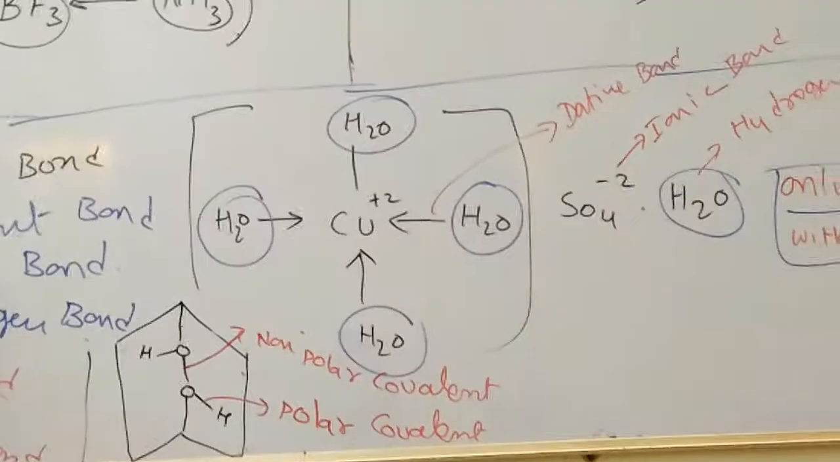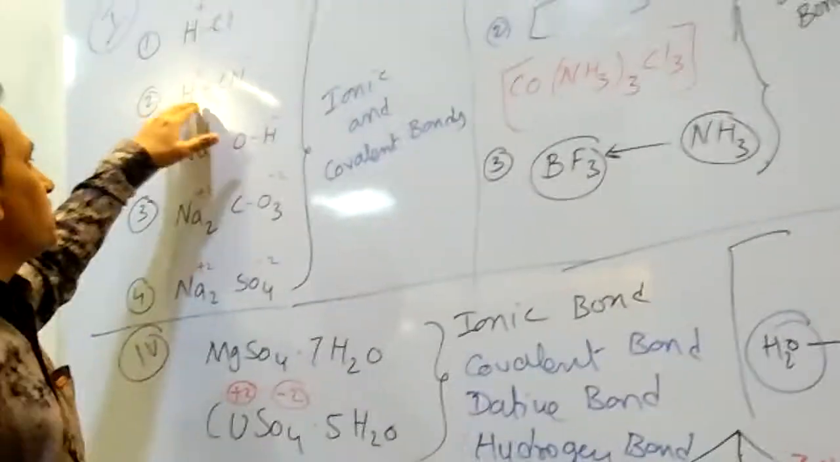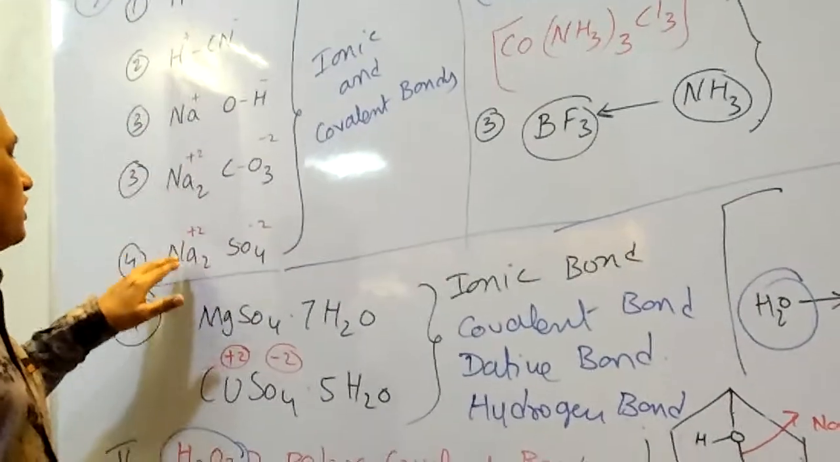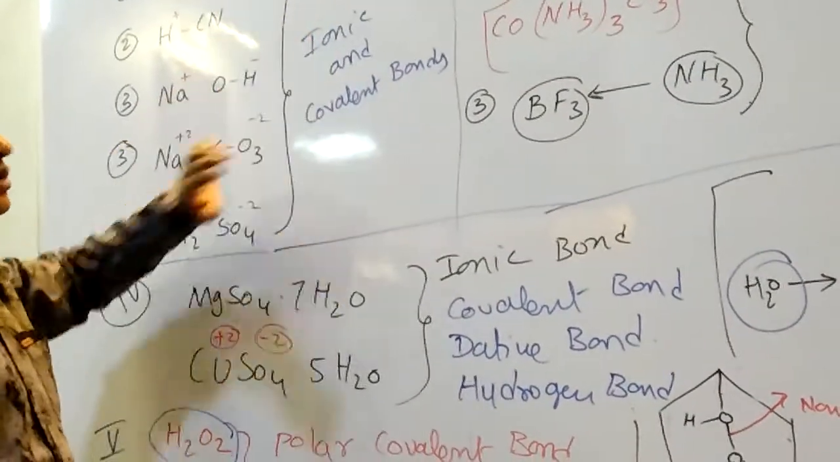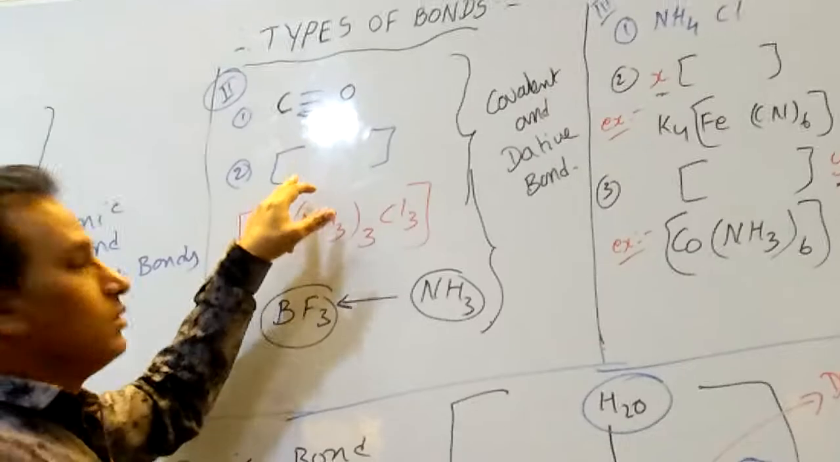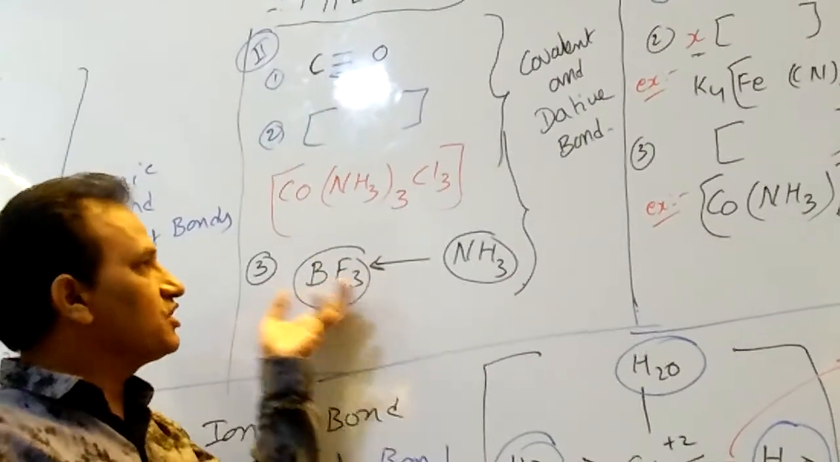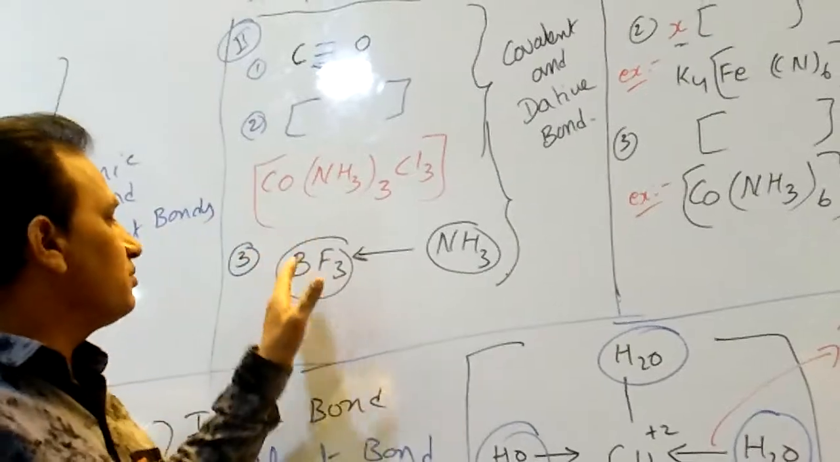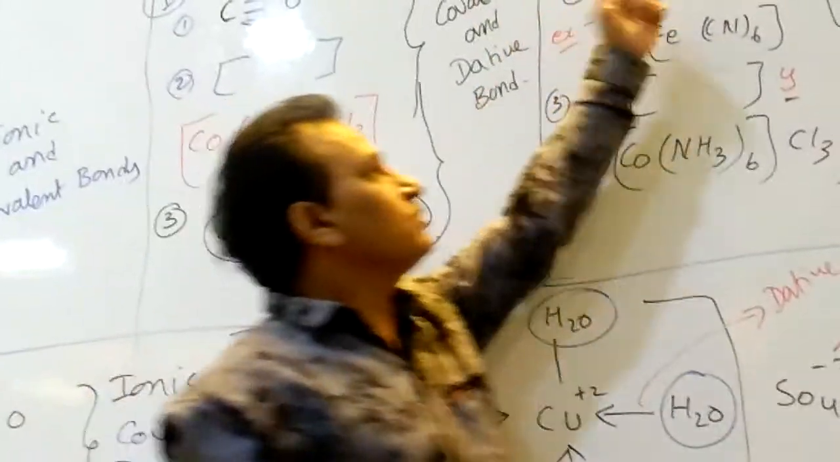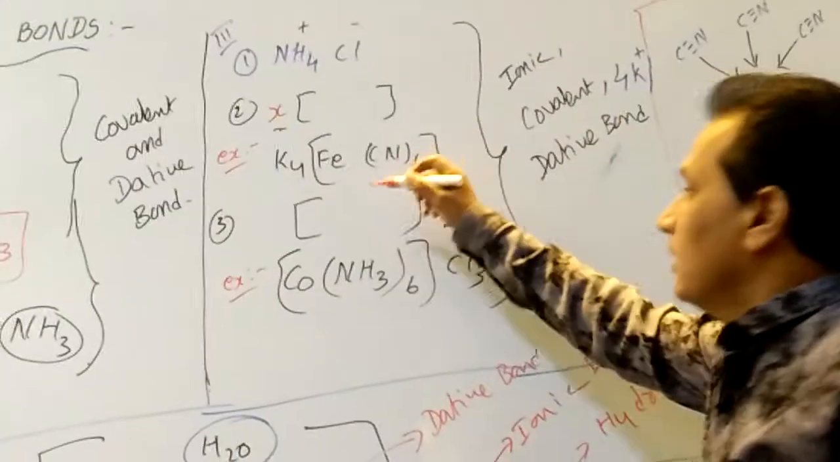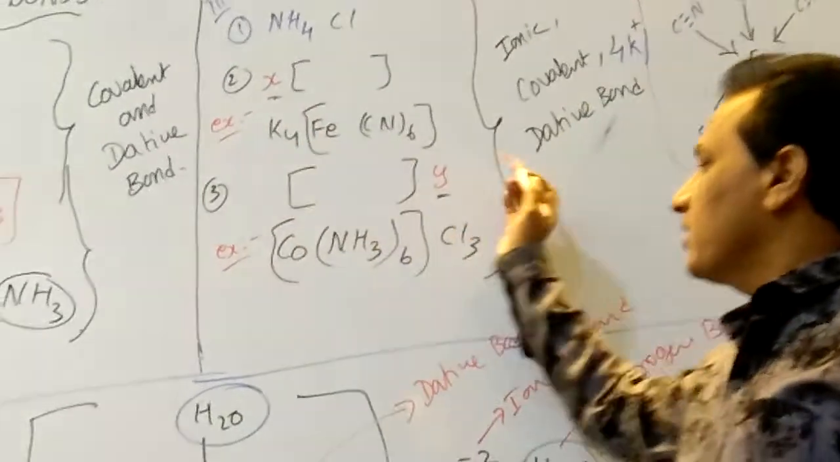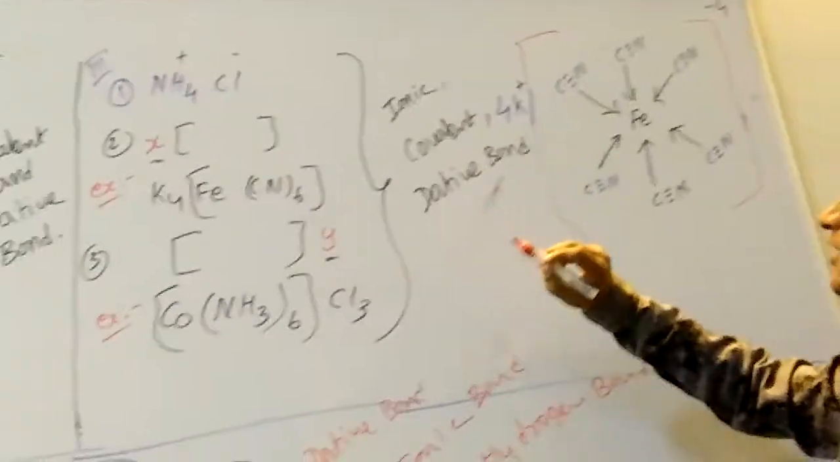This is very important. Means HCl, HCN, NaOH, Na2CO3, Na2SO4 show both ionic and covalent bonds. CO, carbon monoxide, and compounds with square brackets with nothing before and after show covalent and dative bonds, like BF3 and NH3. NH4Cl, and square brackets with something before and after show ionic, covalent, and dative bond.